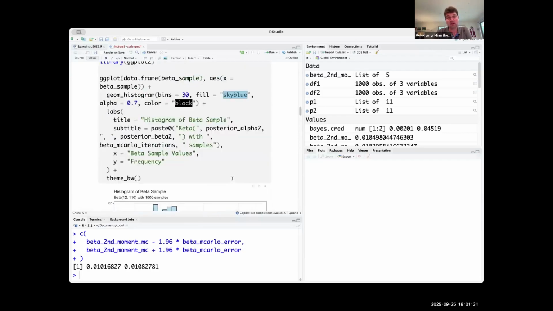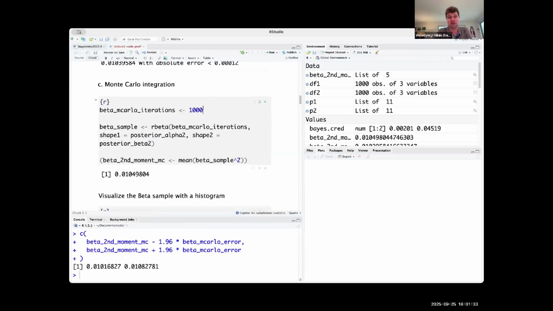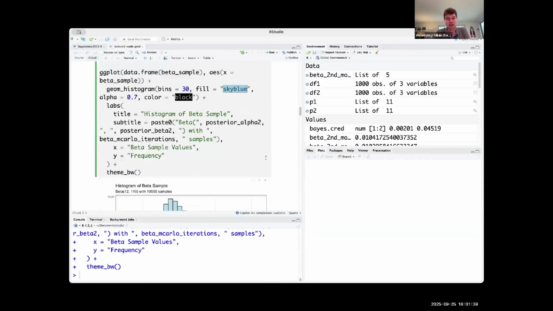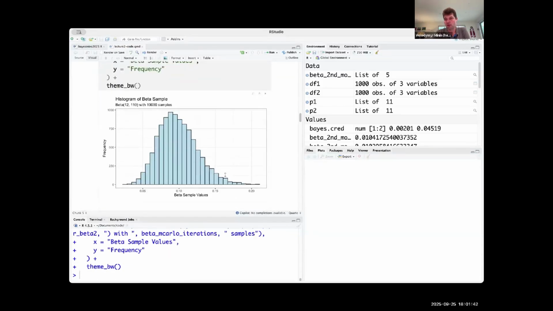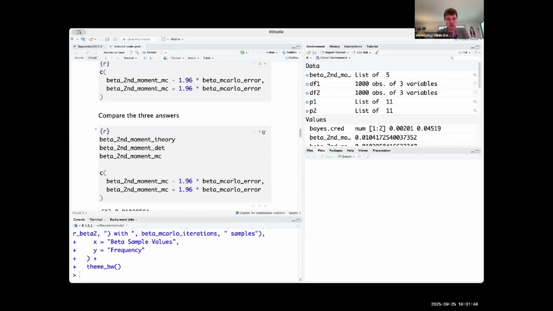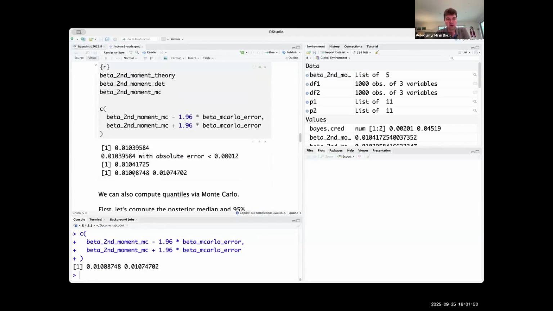But notice what happens. If I increase this number of iterations by 10 and I rerun it, my histogram will become smoother and better. I have more samples, so I have a better approximation. And if I now compare all of these three answers, notice I'm much closer to the very accurate answer that I got from numerical integration or from theoretical formulas.